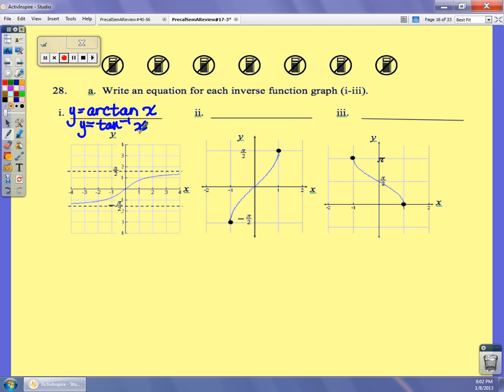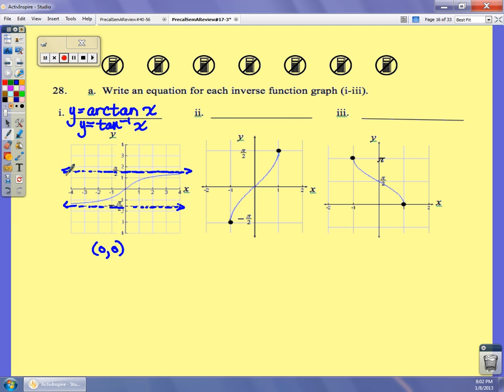Okay, critical values here, of course, that we're used to seeing or that we can look for are 0, 0, and of course the asymptotes at negative pi over 2 and pi over 2, because that is where cosine is equal to 0, therefore sine over cosine is undefined, and so we have our asymptotes there.